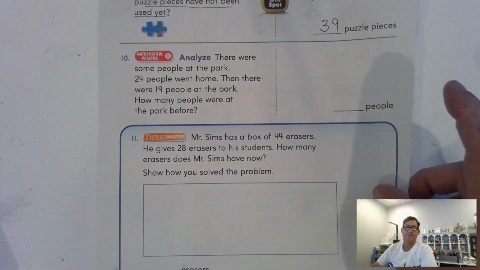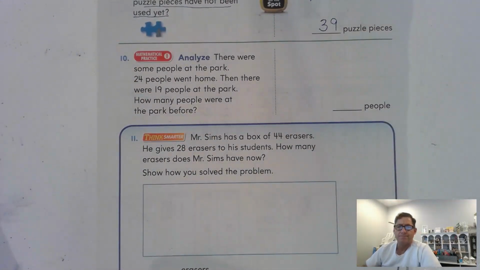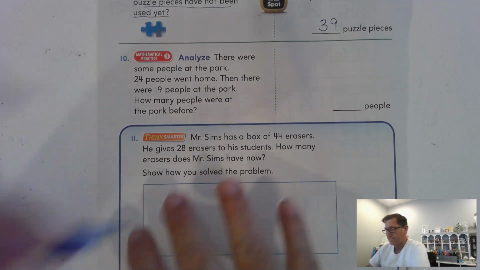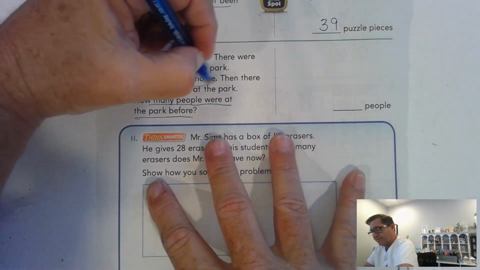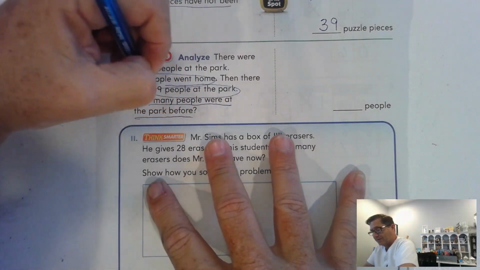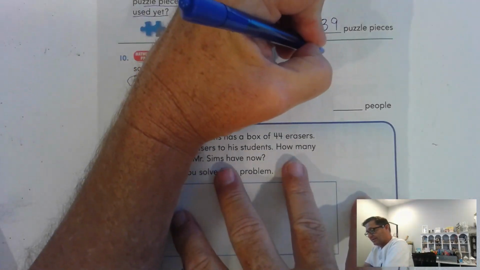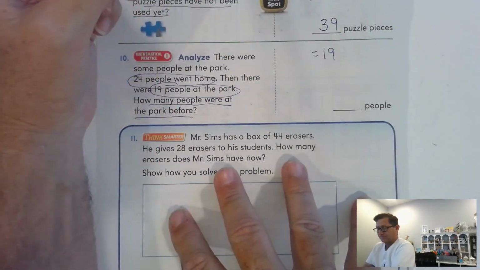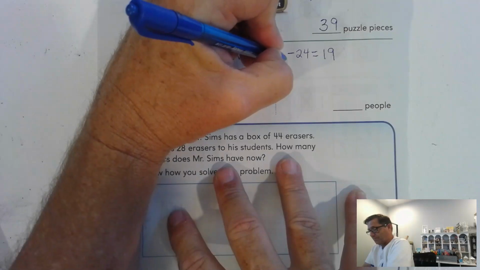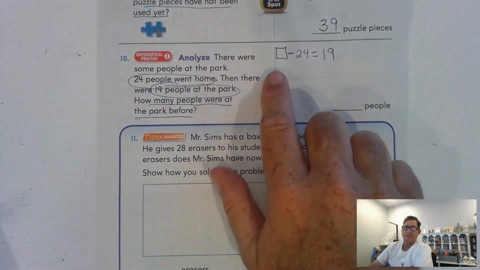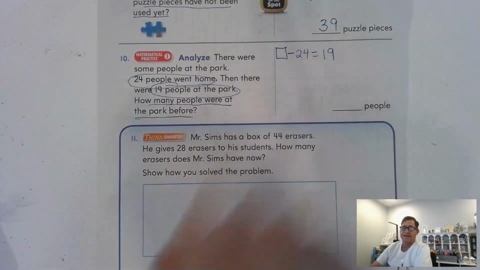Number 10. There were some people at the park. 24 people went home. Then there were 19 people at the park. How many people were at the park before? 24 went home. Now there's 19. So if we say now there's 19 after 24 went home, that means some number, take away 24, is 19.